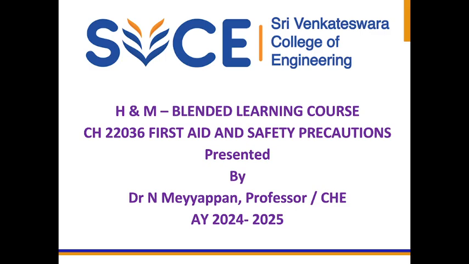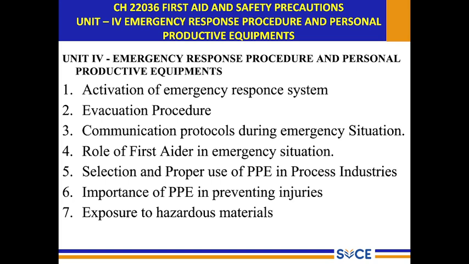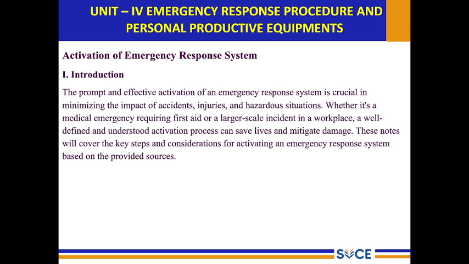Good evening, all. This is the Honors and Minor Blended Learning course CH22036 First Aid and Safety Precautions. Under this, we have the second part, which is selection and proper use of personal protective equipment in process industries. The second part has three topics: importance of PPE in preventing injuries, and follow on we had exposure to hazardous material. These are the three topics we see in the second part. Let me get into the second part and let you know.